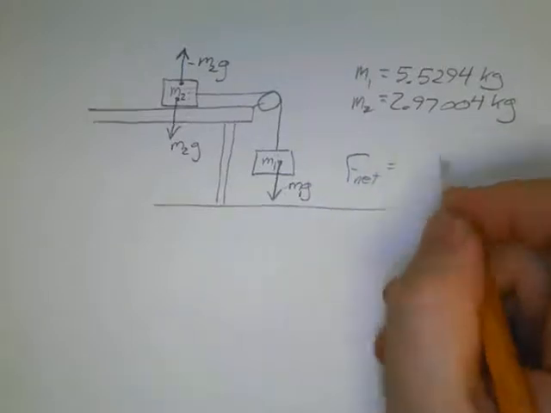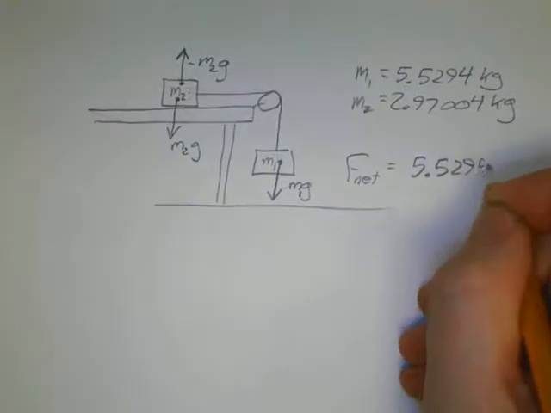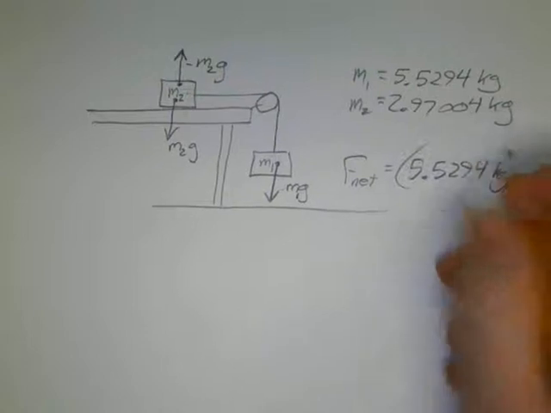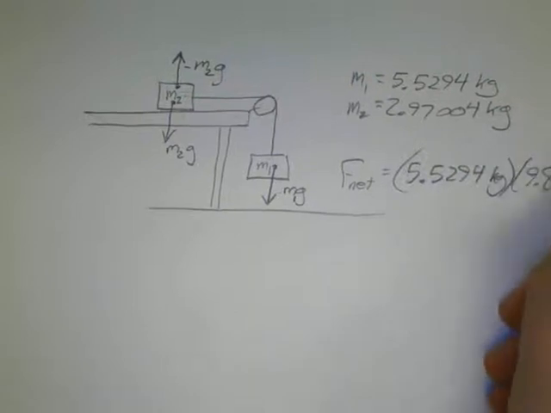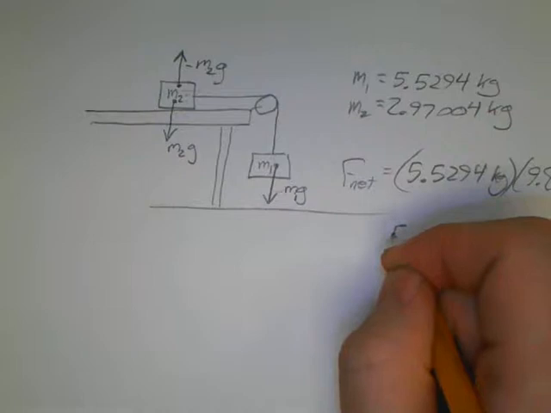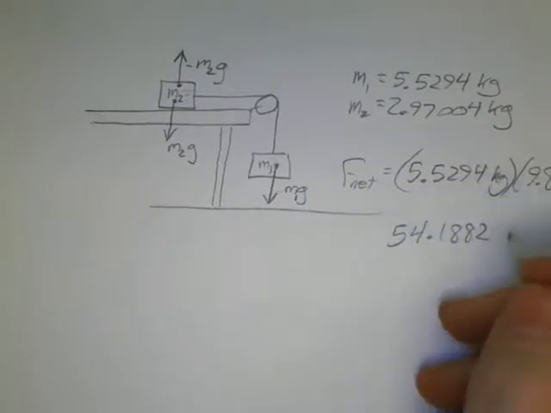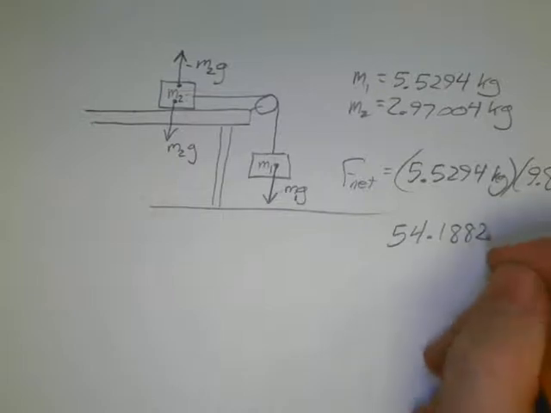on the first mass, 5.5294 kilograms times 9.8. So I get 54.1882 newtons.